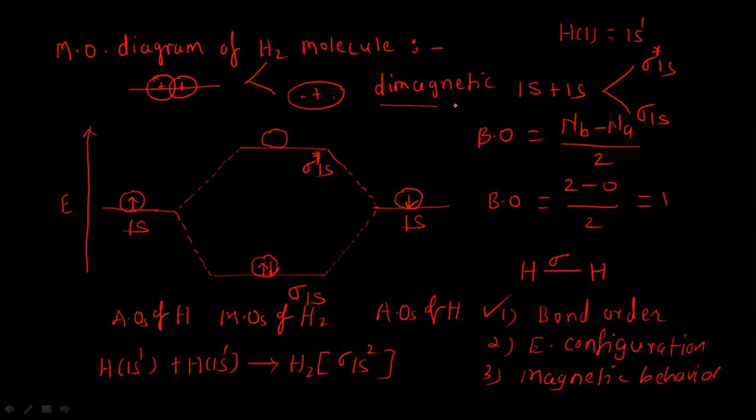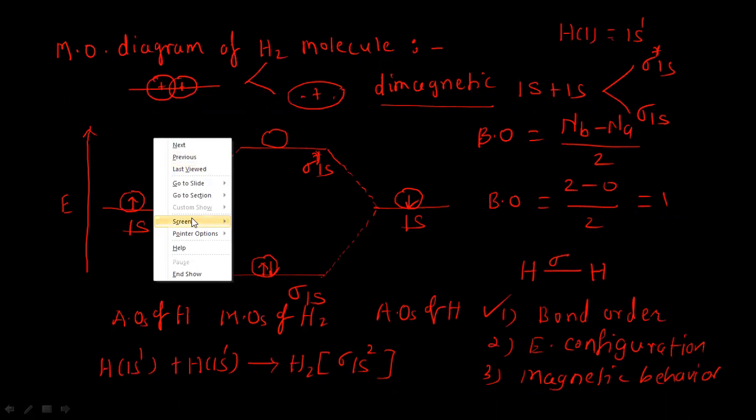So on the basis of the MO diagram, we can explain three important things: bond order, very important, electronic configuration, as well as magnetic behavior of the molecule. So this is the MO diagram of the hydrogen molecule. Instead of drawing such shapes, because it is quite difficult to draw such shapes of the molecular orbitals, that is not the correct thing. Therefore we have to draw the molecular orbital diagram of the hydrogen molecule or any molecule. This is the first example.